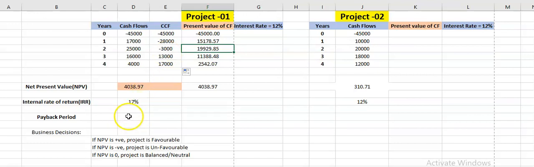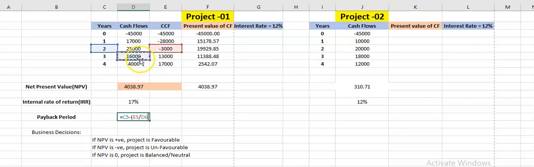Now how to calculate the payback period? Let's see. You must check at what year your last cumulative cash flow is negative. At year 2 is the last negative cash flow, that is minus 3,000. Select year 2, minus, start the bracket, select the last negative cumulative cash flow, that is minus 3,000, divided by the next positive cash flow, that is 16,000, and close the bracket. Here is your payback period, that is 2.19.